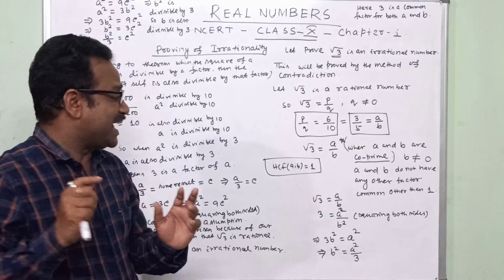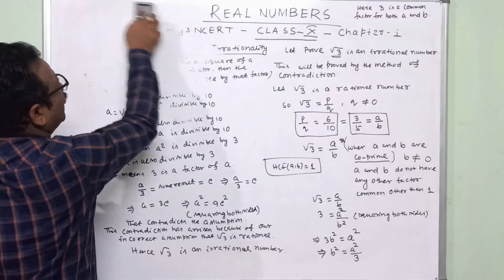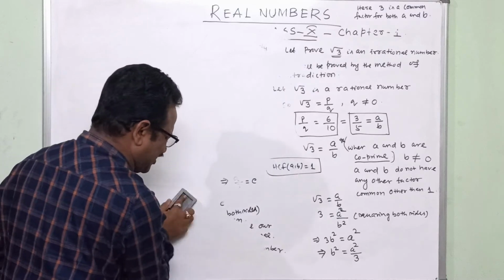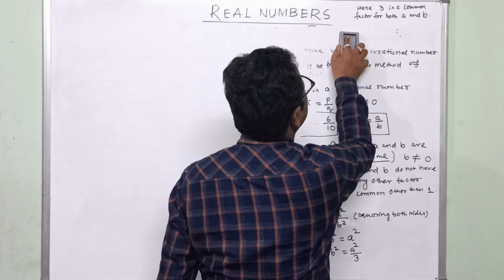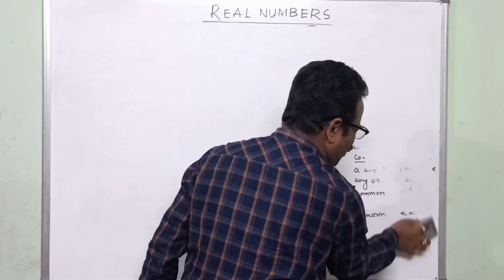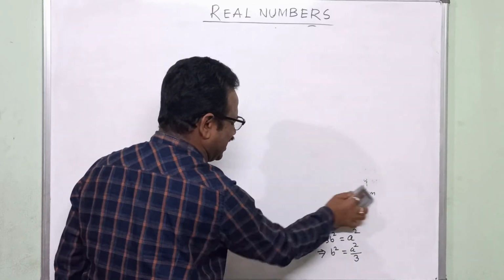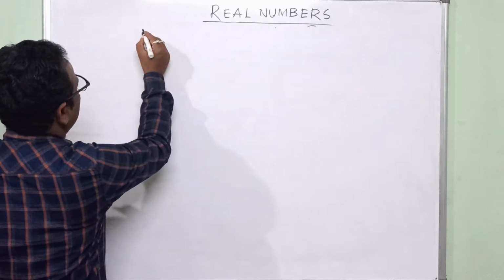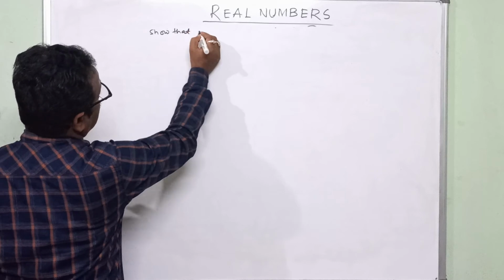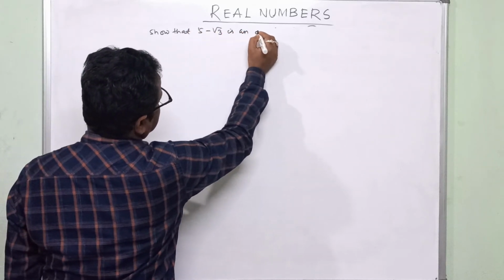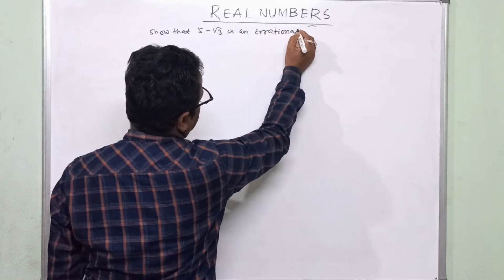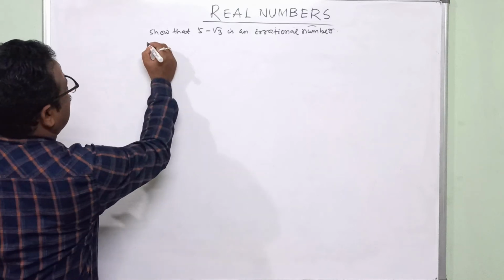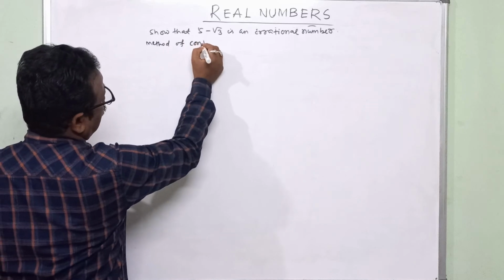We will discuss one example. In the example we will prove the same thing by the method of contradiction. That means we take a wrong assumption and finally for that assumption we get a wrong result. So now, prove that 5 minus root 3 is an irrational number. Same method, method of contradiction.